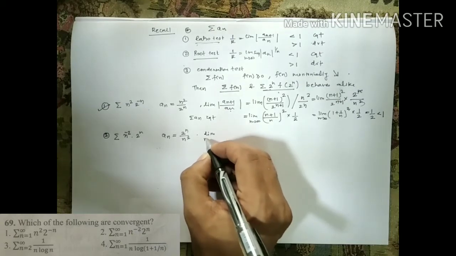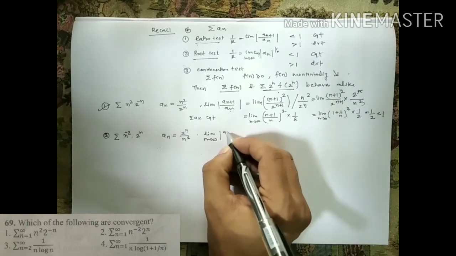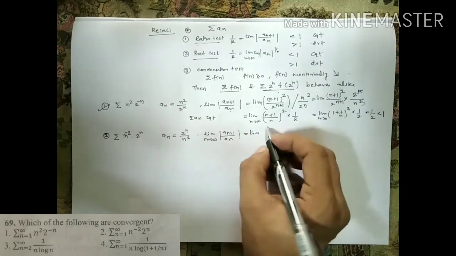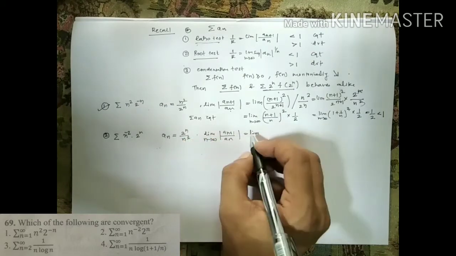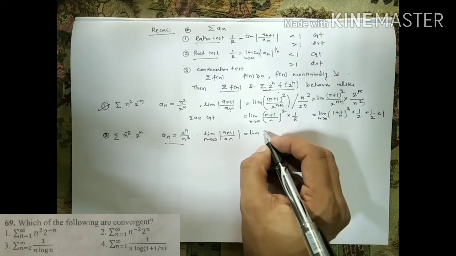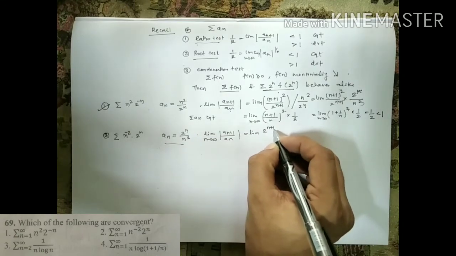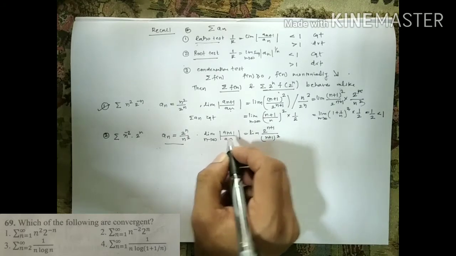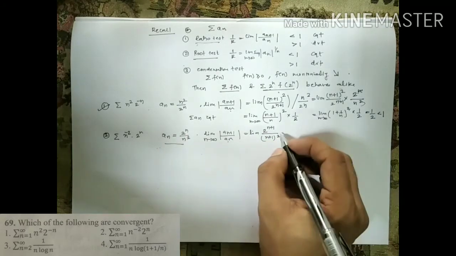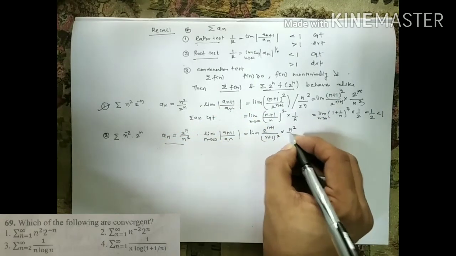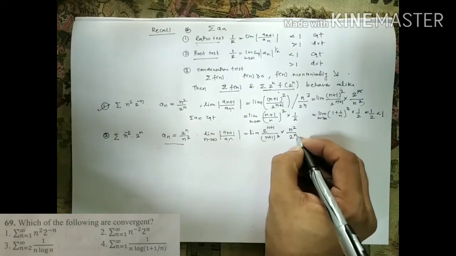So limit n tends to infinity, a(n+1) divided by a(n). What is a(n) in this case? Sorry, a(n+1) will be 2 raised to n+1 divided by (n+1) square, divided by a(n). This divided by a(n), so this goes in the numerator and becomes n square upon 2 raised to n.